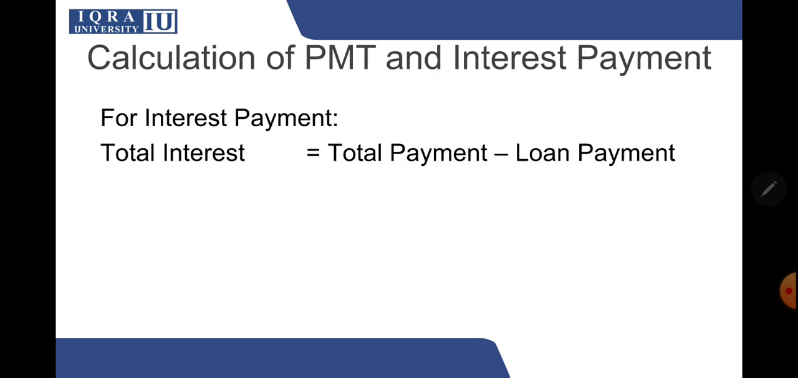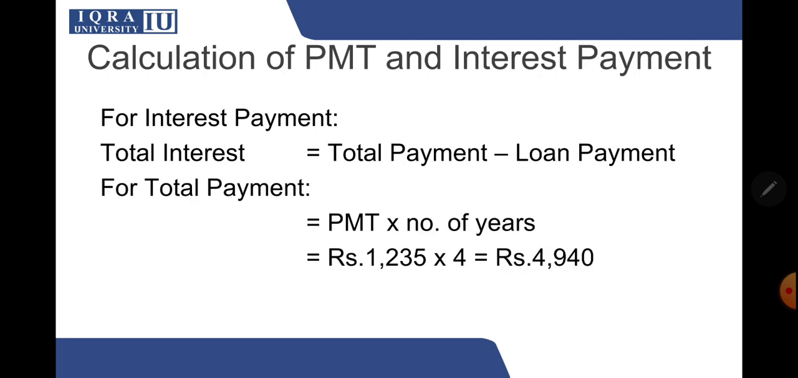So if you want to calculate your interest amount, you can take your total payment and subtract from it your loan amount. So you will know how much of the amount is going in the form of interest. The total payment: you will pay 1235, right? This 1235 is rounded off. So you will pay this 1235 every year for 4 years. So in total you will pay 4940. You can know your total payment by multiplying your PMT, your installment amount, by the number of years. Because the loan is for 4 years, the total amount that you are paying is 4940.